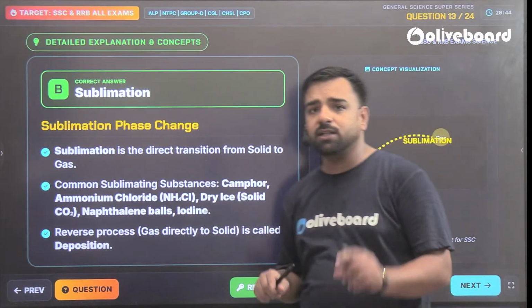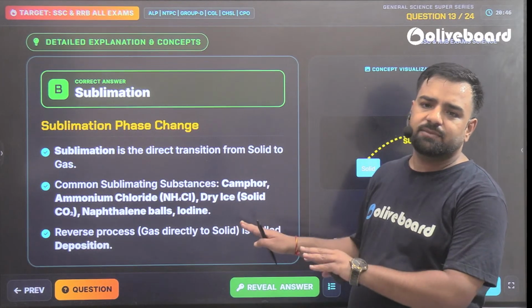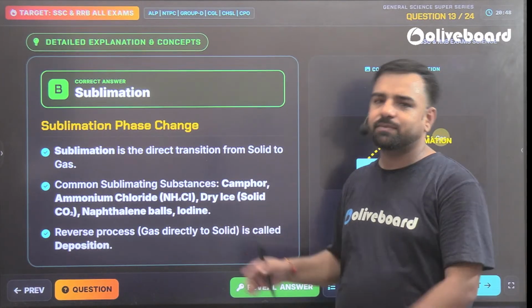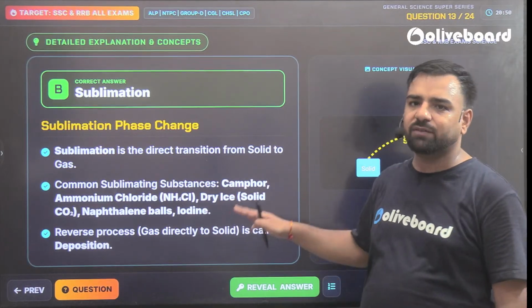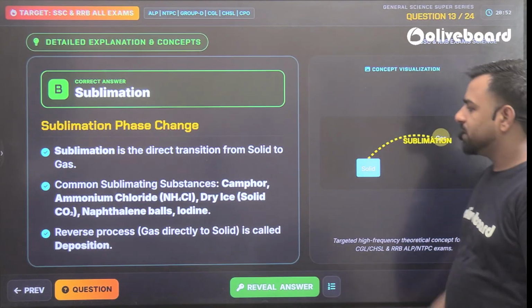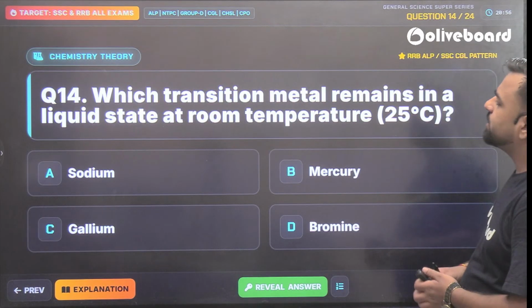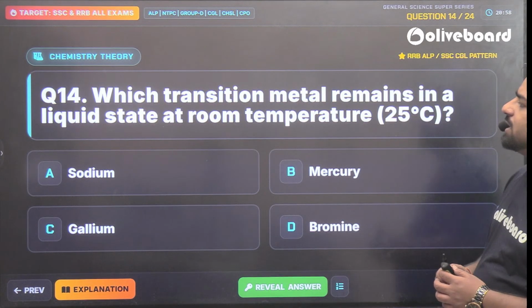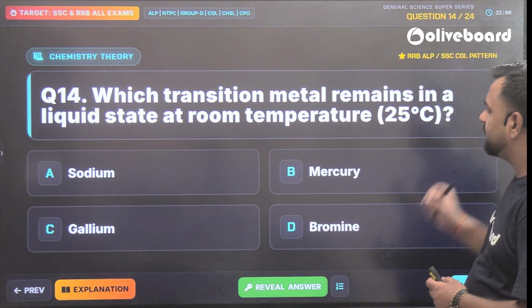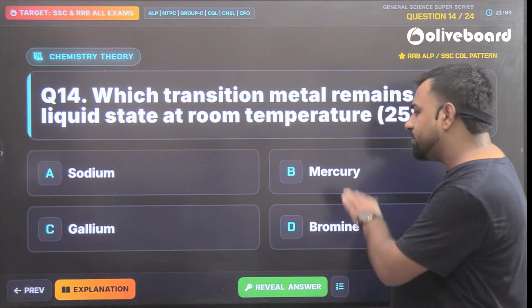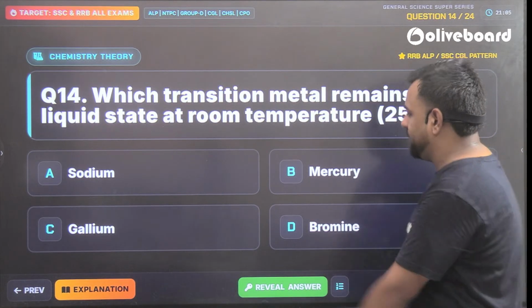Acha guys, one more thing. The formula for dry ice has already been asked in the examination many times, so we have chances of this question coming again. The formula for dry ice is CO2. Next, which transition metal remains in a liquid state at room temperature, that is 25 degrees centigrade? Sodium, mercury, gallium or bromine? Answer.